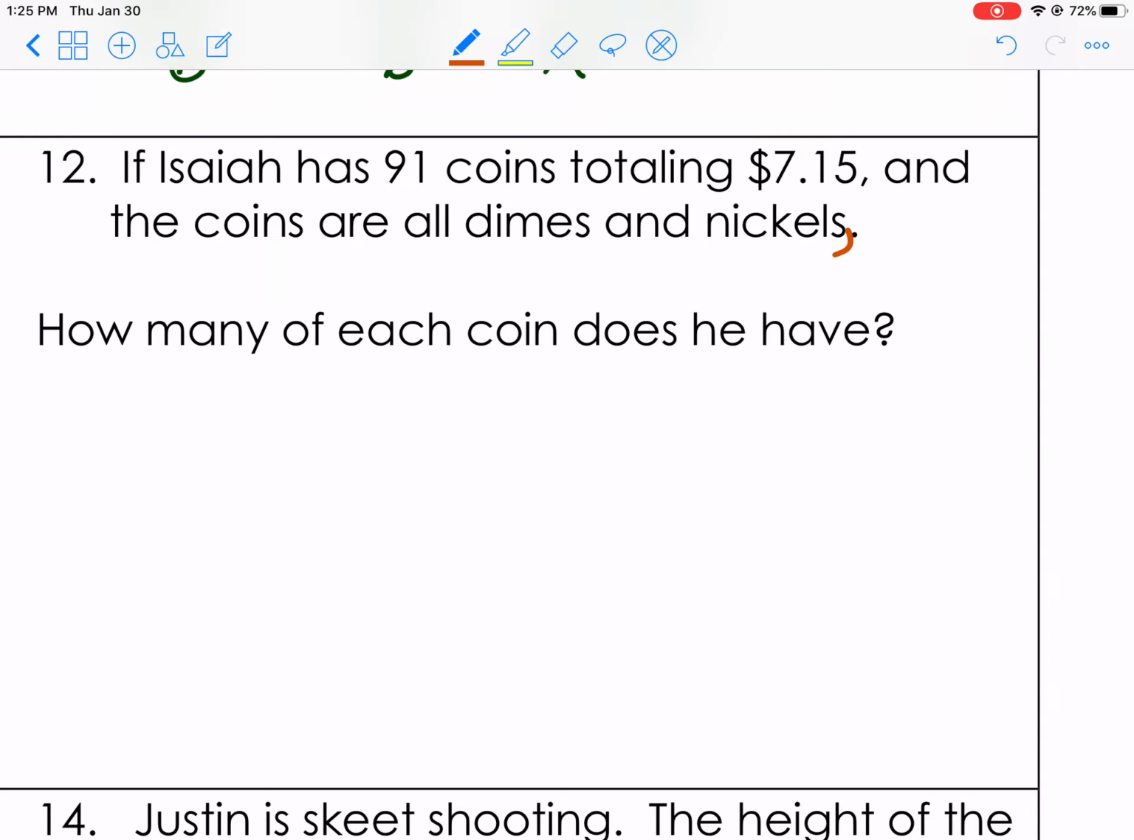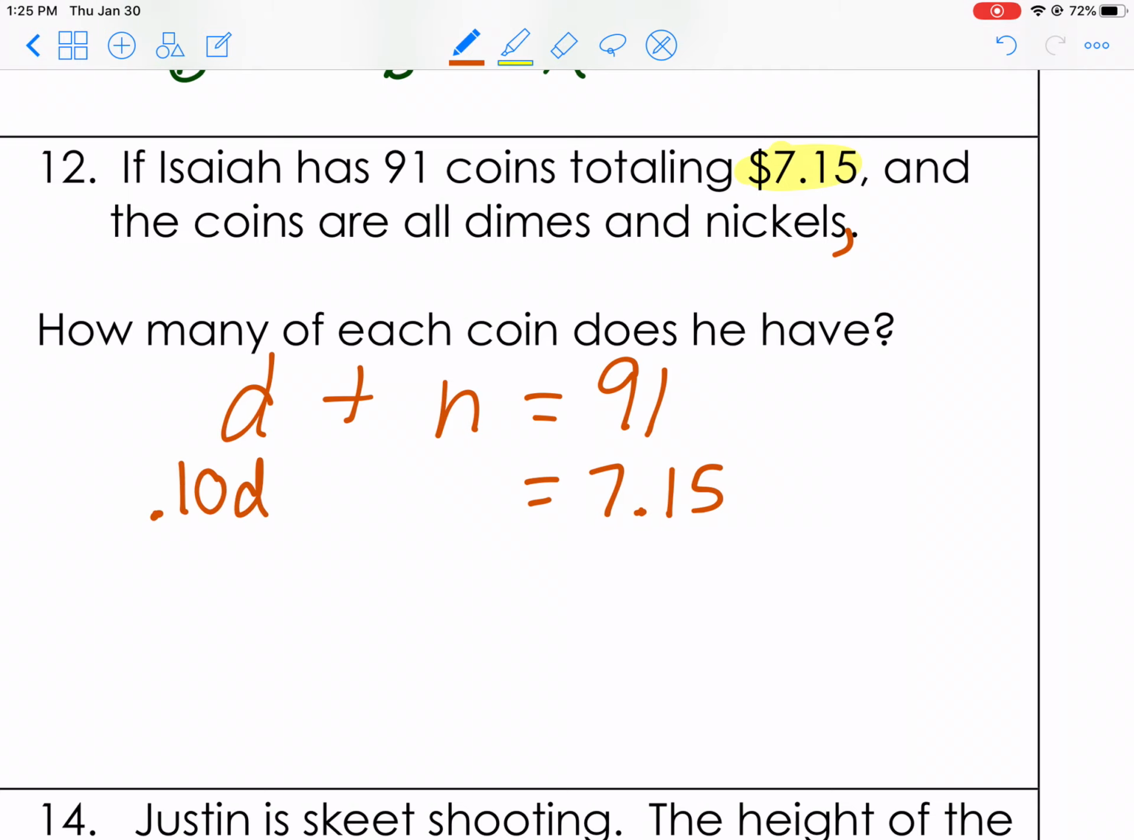Okay, if you've got dimes and nickels, how many total dimes and nickels does he have? 91. So that's just the count. If you add up all the dimes and all the nickels, it gets 91. The other one has to do with the value. How much is a dime worth? 10 cents. How much is a nickel worth? 5 cents. So that gives us our other equation, right?